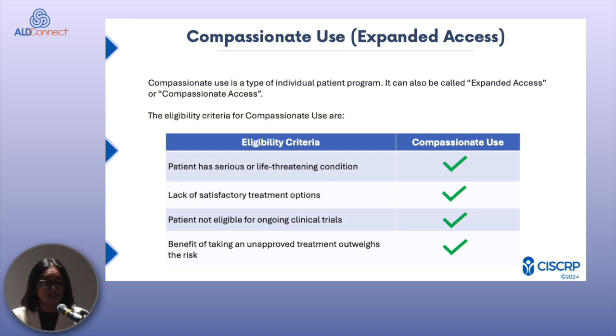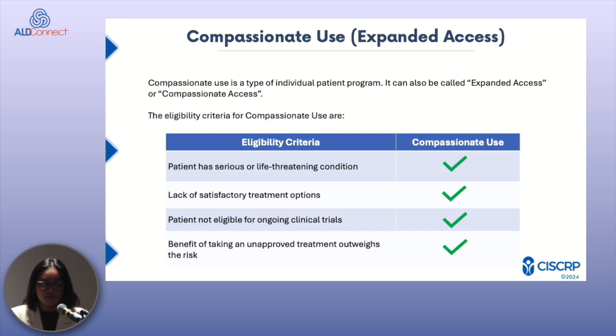There are some eligibility criteria for compassionate use. As I mentioned before, the patient must have a serious or life-threatening condition. There must be a lack of satisfactory treatment options. Like I mentioned, they've tried all other treatment options out there and nothing has worked. The patient is not eligible for ongoing clinical trials. And lastly, the benefit of taking an unapproved treatment outweighs the risk of taking it.